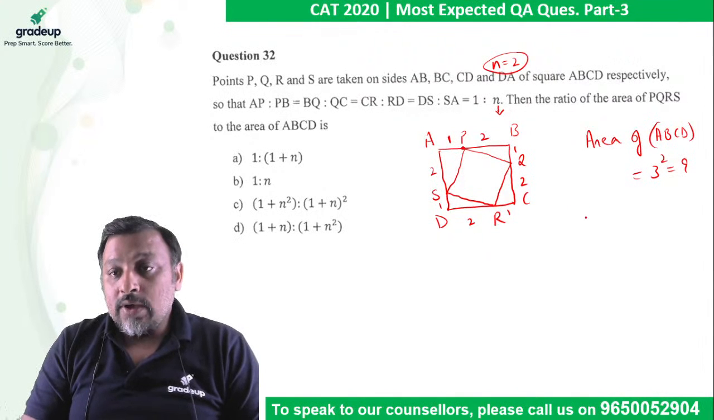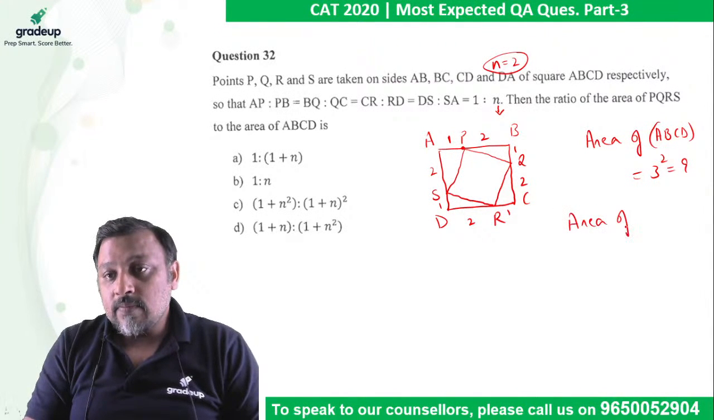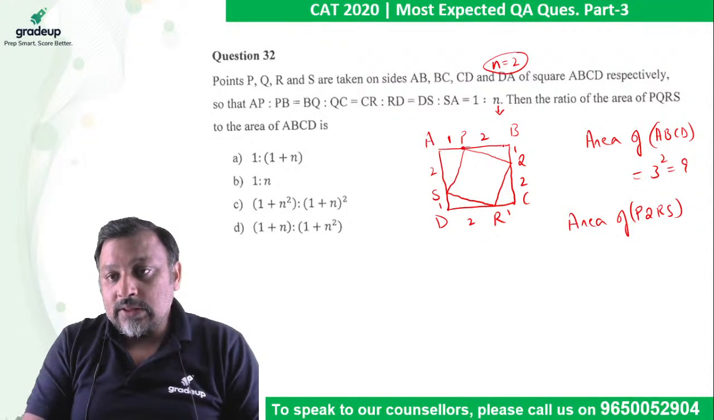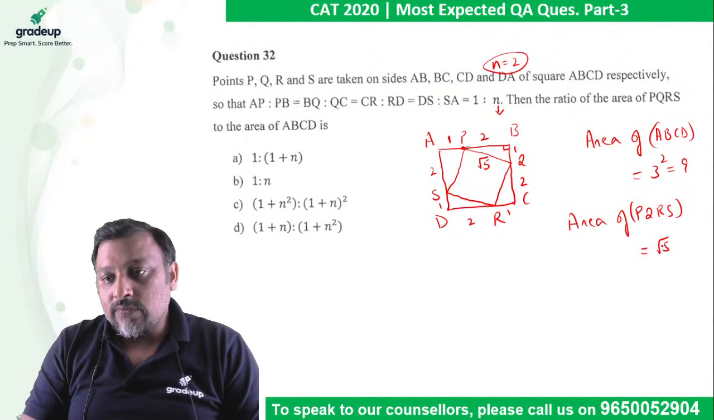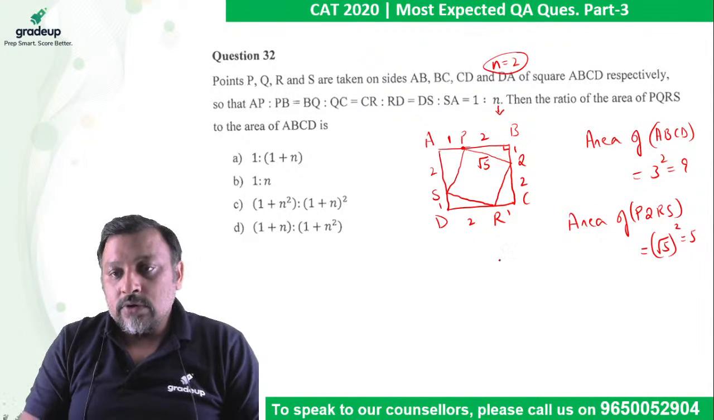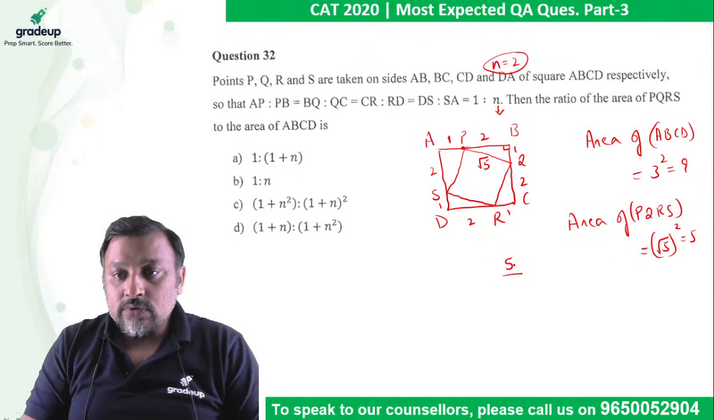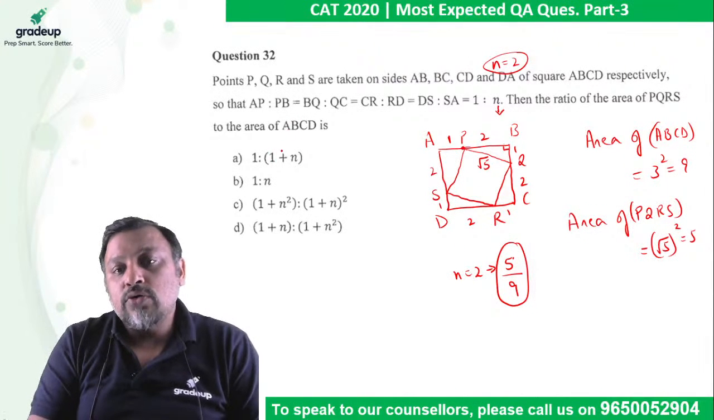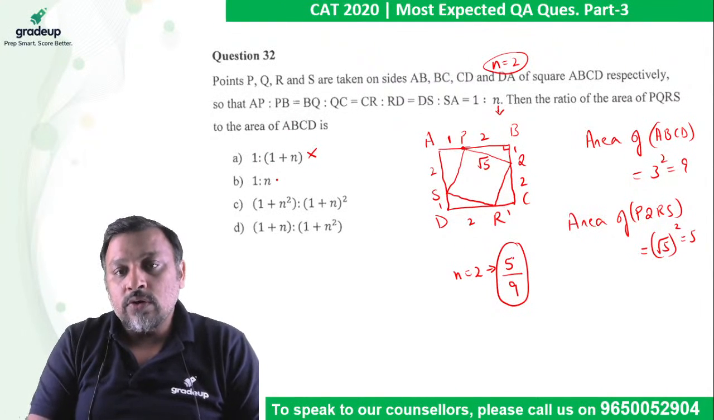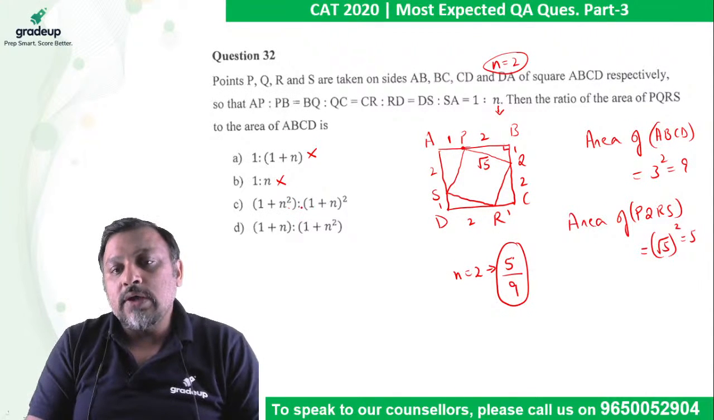Now area of square PQRS. See, this is 2, this is 1, this is 90 degrees. So from here I'll get the value of PQ as root 5. So area is square of this, that is 5. We need to find PQRS by ABCD. So it is 5 by 9 for n equal to 2. So put n equal to 2 here, you will get 1 by 3, so ruled out. If I put n equal to 2 here, I'll get 5 by 9. So this is the answer.